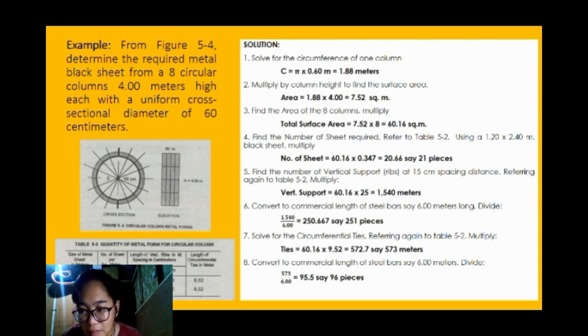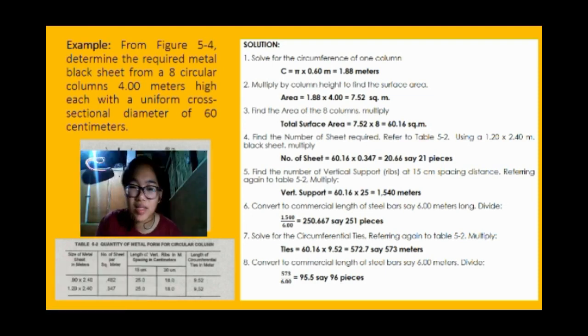After, we must find the number of sheets required, which is mag-refer ta diri sa table number 2 diri. Using a 1.2 by 2.4 meters black sheet, so we will multiply by 0.347. So, nakuha nato 20.66 and wala may bars nga dili whole number. So, dapat na to siya i-convert, which is 21 pieces.